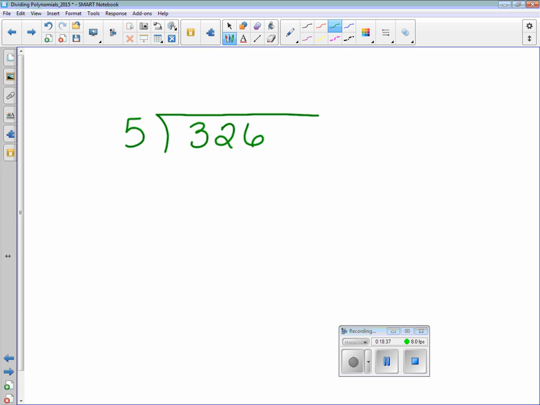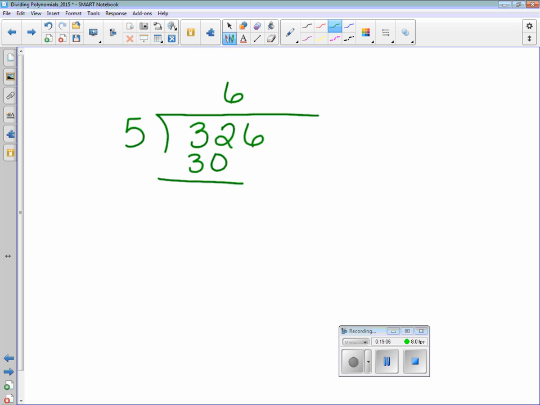So, does 5 go into 3? So you have to look at the next one. Do you agree? Does 5 go into 32? How many times? We're going to put a 6 here, and we say 6 times 5 is 30. So, let's remember the process. What do I do from here?